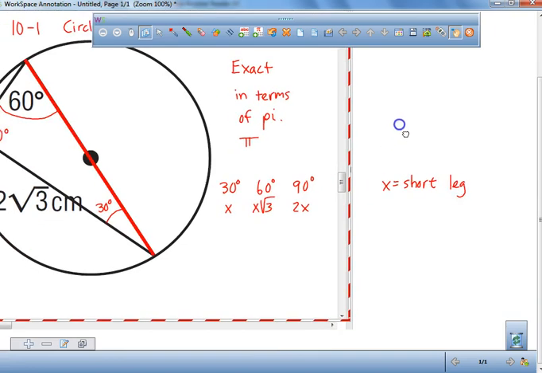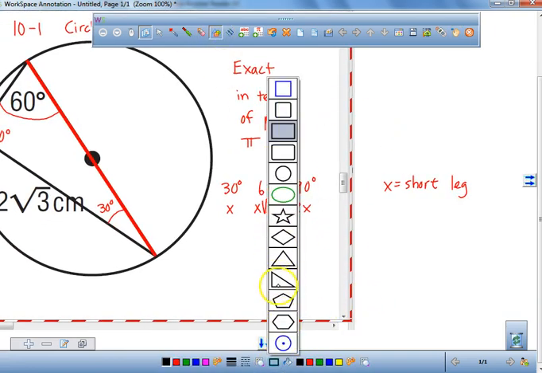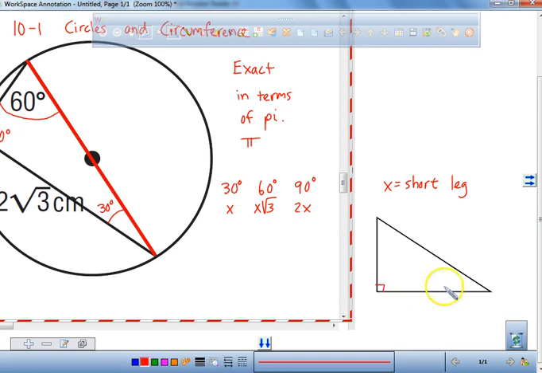I'm going to draw a 30, 60, 90 triangle right over here, just for fun. There's the 90. Wait, that's not the 60-degree angle. That's the 30-degree angle. This is the 60-degree angle. So put x here, put x radical 3 here, and put a 2x right there.